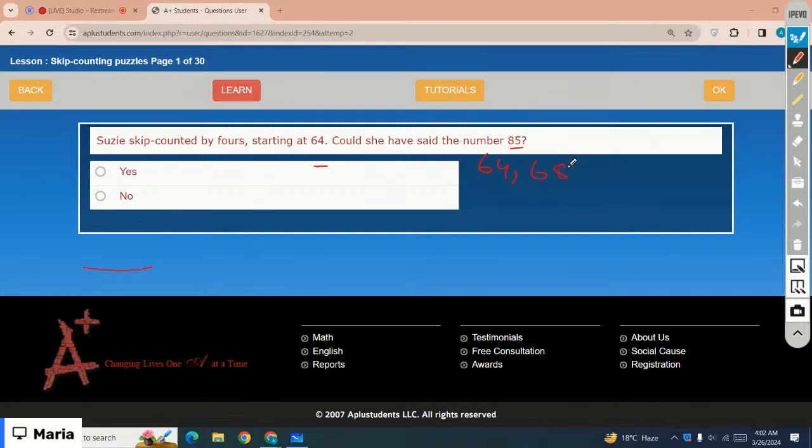64 plus 4 is 68. 68 plus 4 is 72. 72 plus 4 is 76. 76 plus 4 is 80. And 80 plus 4 is 84, so you don't have 85 over here, right? That means the correct option is no.